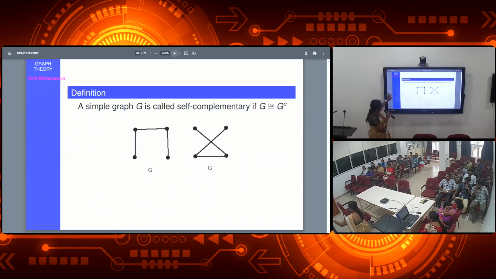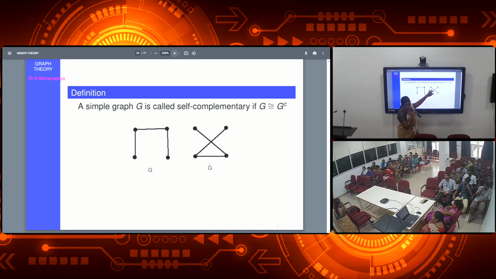Next, self-complementary. A simple graph G is said to be self-complementary if G is isomorphic to G complement. So here I am considering 4 vertices. In G complement also we will consider the 4 vertices, right? If any 2 vertices of G are adjacent, while taking the complement, we should not have an adjacency between those 2 vertices. If I compare these 2 graphs, these 2 are isomorphic to each other. Am I right? So this is called a self-complement. Okay.